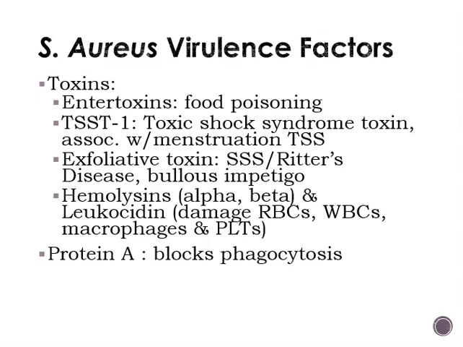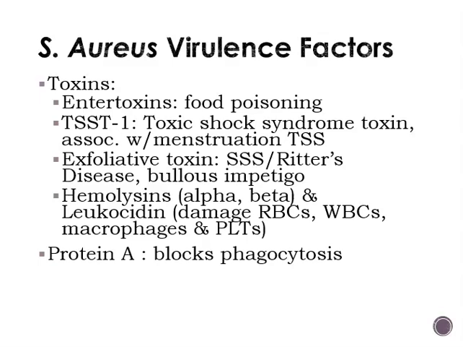And then hemolysins, we've talked about those previously. So this is alpha and beta hemolysins and leukocidin. So they damage red cells. So we know from the previous lecture that that's what hemolysins do. They break down red cells, but also platelets, white cells, macrophages, which are a type of large white cell that plays a critical role in phagocytosis.